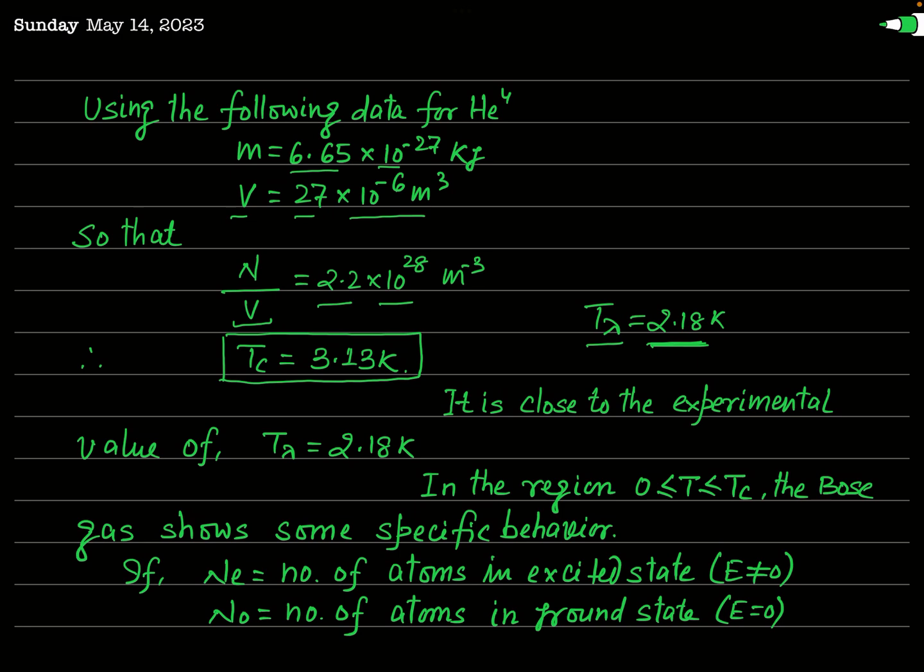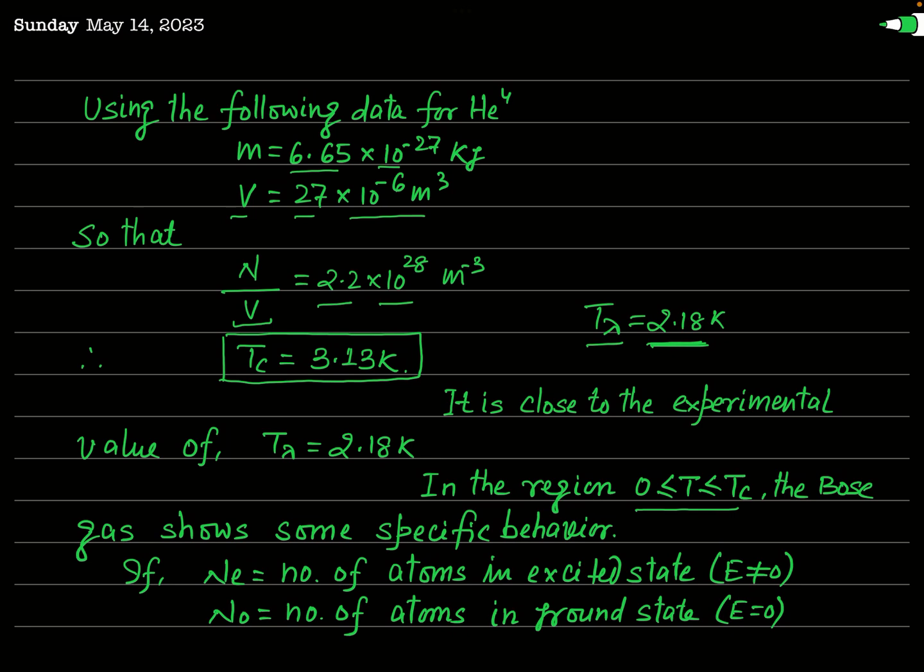Now, when the temperature of this fluid is between 0 and Tc, that is, the temperature is not greater than this critical temperature, you will see that any Bose gas shows some specific behavior. All these things you have learnt in the lecture on Bose-Einstein condensation. So this idea is just a repetition. You have already studied these things.